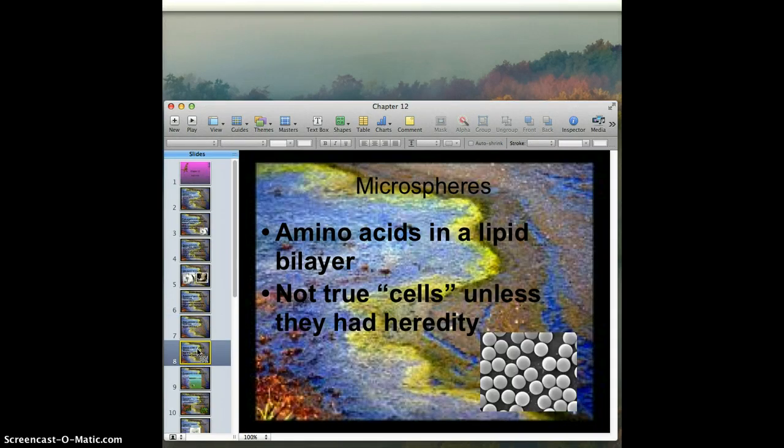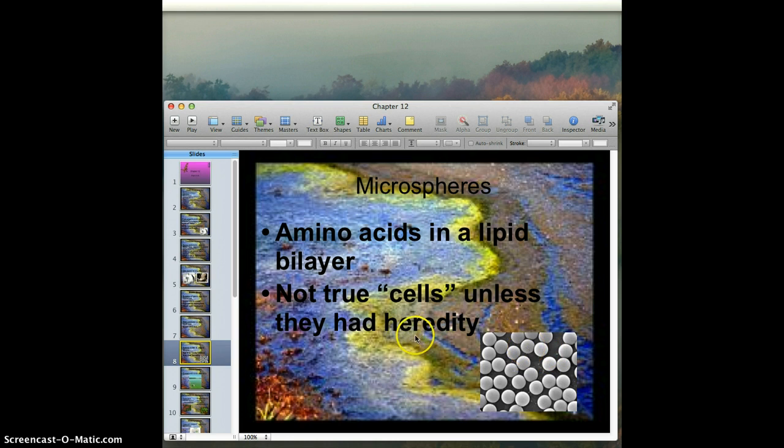Now, before we get a cell, you've got to have something to hold the cell in, like a cell membrane. So one of the things they have proven with this bubble model is you can actually form these things called microspheres. I've actually made them in lab in college. Basically you trap amino acids, which, if you forget what they are, are the building blocks of proteins, in a lipid bilayer. And this is what they look like in a microscope. They're very nice and round and neat looking.